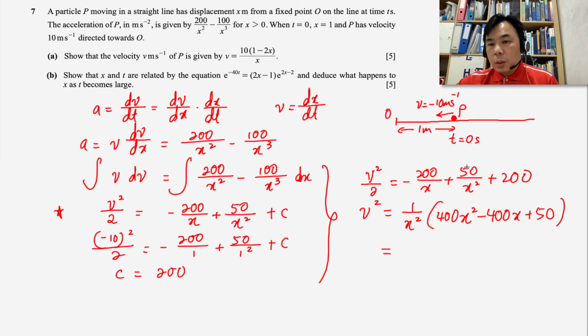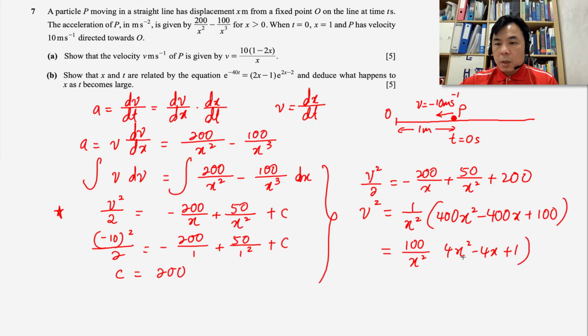Oops, I forgot to multiply by 2. It should be 100. Let me correct that. Okay, and then I notice that all this can be factorized out. So you can take 100 over x squared. Then that will be 4x squared minus 4x plus 1. And then that could be factorized quite easily. That is 2x minus 1 squared.